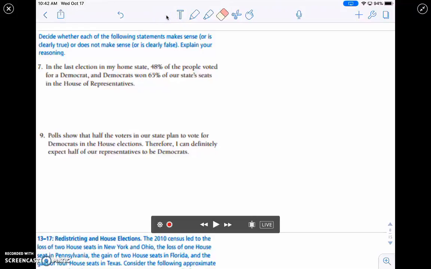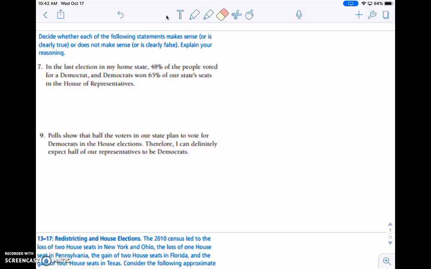Okay, this is part 2, Unit 12D, and we've just talked about some concepts of redistricting and drawing maps. Now we're going to decide whether the following statements make sense, and explain our reasoning. So, number 7 says, in the last election in my home state, 48% of the people voted for a Democrat, and Democrats won 65% of our state's seats in the House of Representatives.